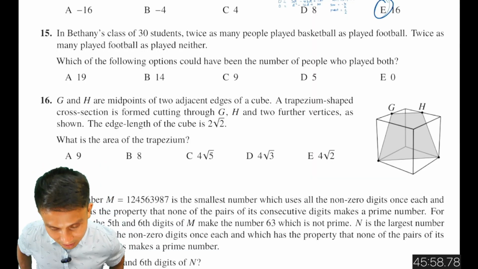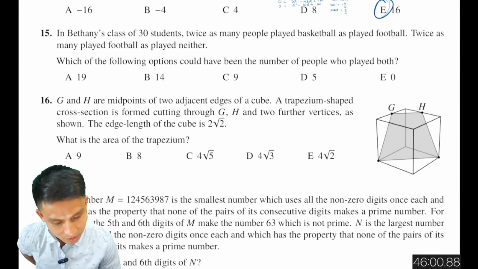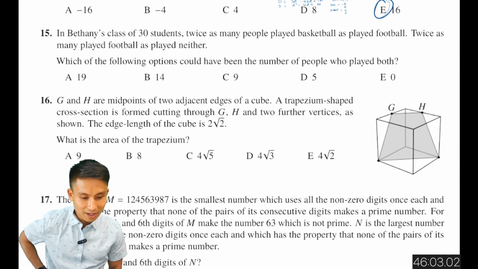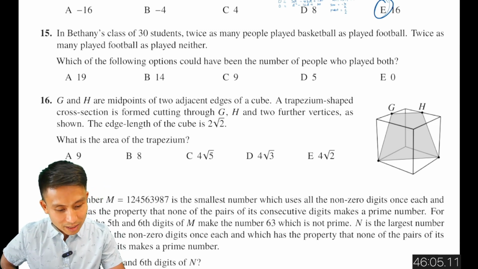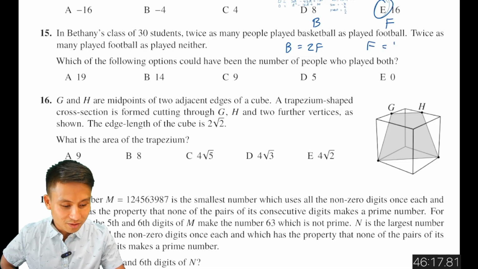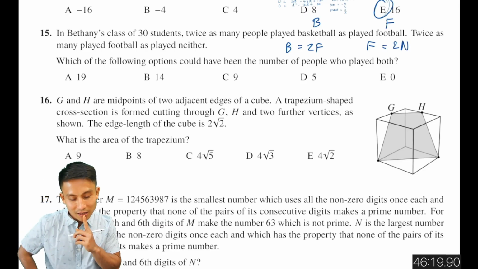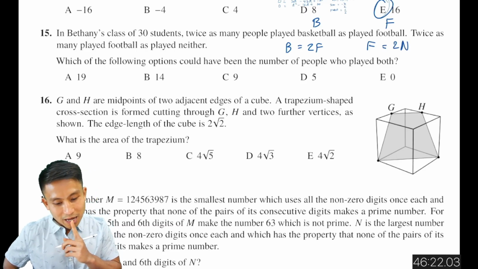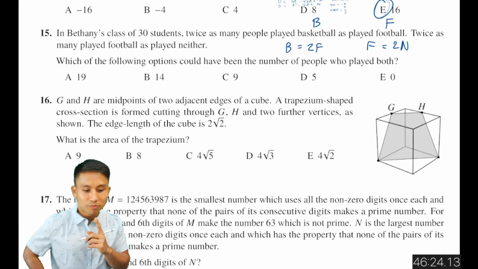15. In Bethany's class of 30 students, twice as many people played basketball as played football. So basketball, I think B, football F maybe. So twice as many people, so B equals 2F there, I'm going to write. Twice as many played football as played neither. Okay, neither maybe N. Which of the following options could have been the number of people who played both?